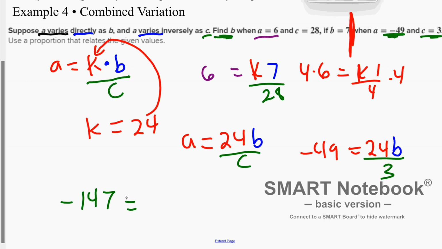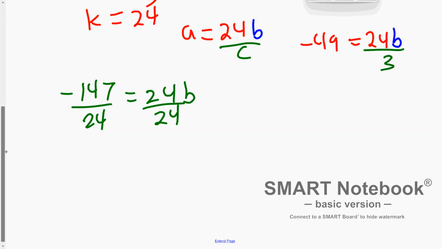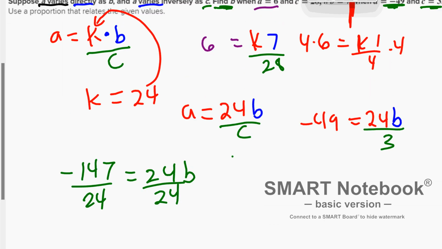equals 24b. So then I divide by 24. Let's see if that comes out evenly. Not sure if it necessarily does. So then b would equal negative 6.125. So there's my b.